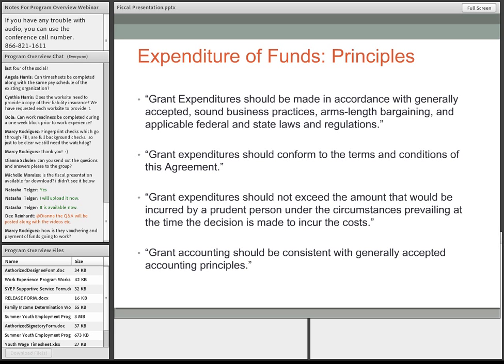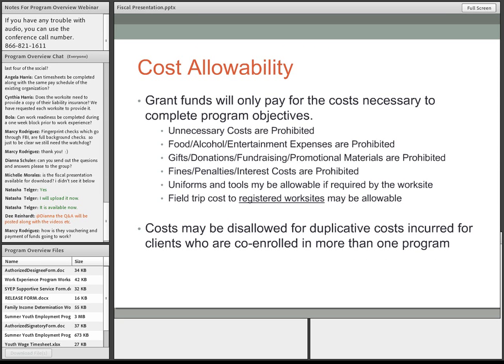Kind of think of it this way. If it was your money to expend, which technically it is because it is taxpayer money that you're expending, would you buy it at that cost? And like I said, GAAP is the underlying principles that we will look at.